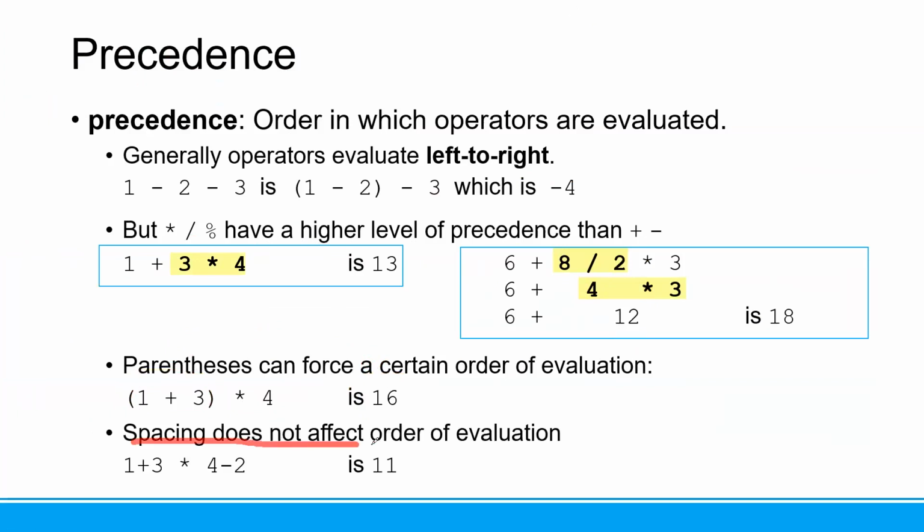Spacing does not affect order of evaluation. Let's say you put 1 plus 3 closer together, and then multiply 4 minus 2. Do you think this is 4 multiplied by 2? No. It is still the same, we check the higher level precedence. So 3 multiplied by 4, which is 12. And then start from the left. 1 plus 12 is 13. 13 minus 2, then it is 11.